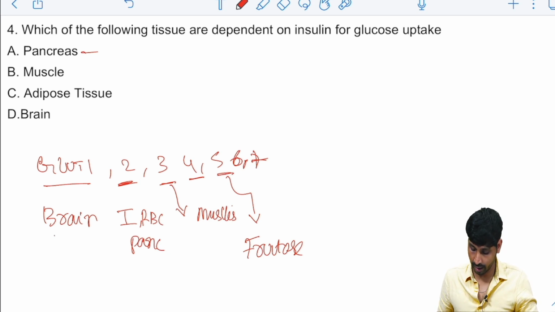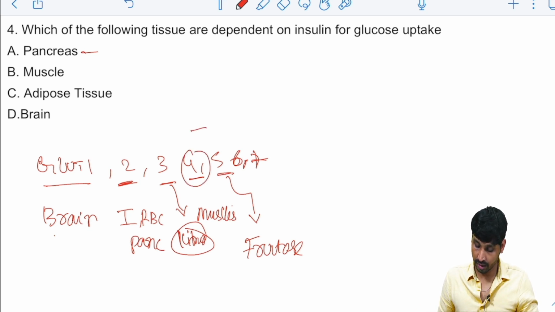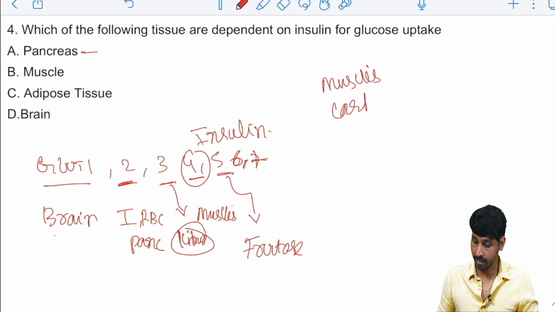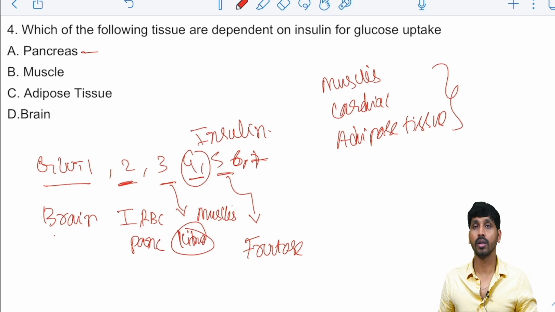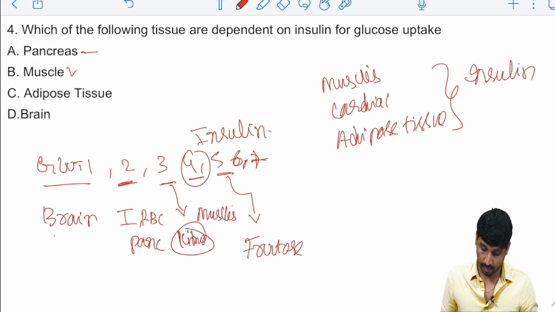So here the options they have given are pancreas, muscles, adipose tissue, and brain. Pancreas is GLUT2. We have learned GLUT4 is in muscles, which is under the influence of insulin, right? And this GLUT4 is not only present in muscles, but in skeletal muscles, cardiac muscles, and adipose tissue. All these are under control of insulin. When insulin is there, only then this GLUT4 transporter will be active and glucose uptake will happen, otherwise not. So here the correct answer is muscle, and adipose tissue has also been given, right?